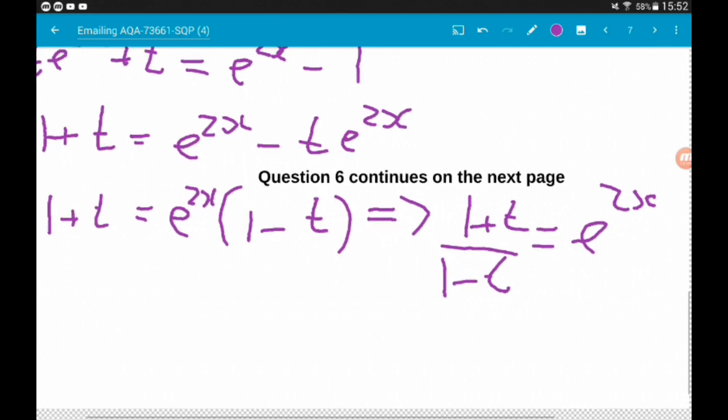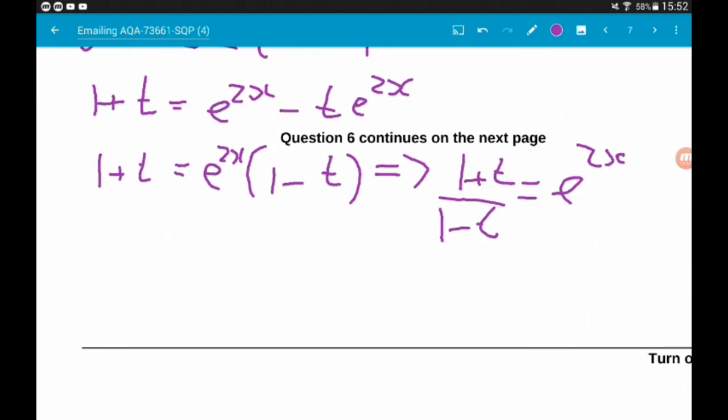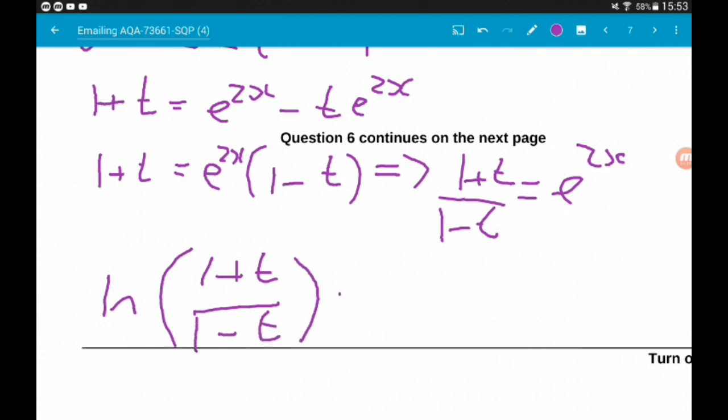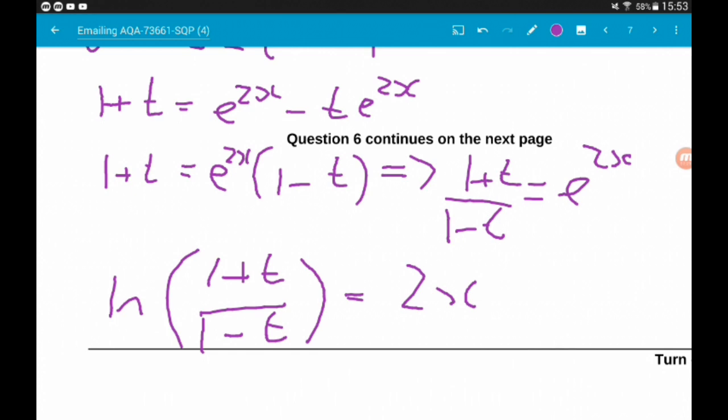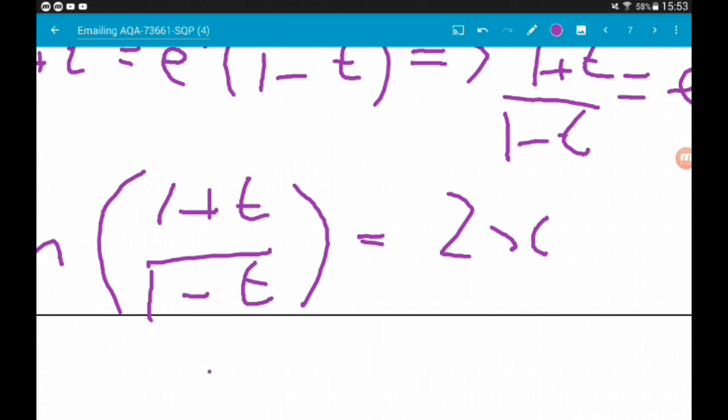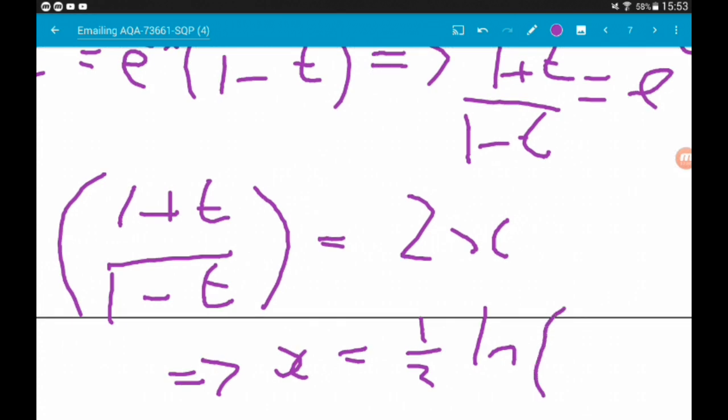Now we need to get that 2x out of the exponential, so we're going to take the natural log of both sides. So we then got log of 1 plus t over 1 minus t is equal to 2x. And then for our final step, we need to divide by 2. So now we can say therefore x is indeed 1/2 log of 1 plus t over 1 minus t. Good times.